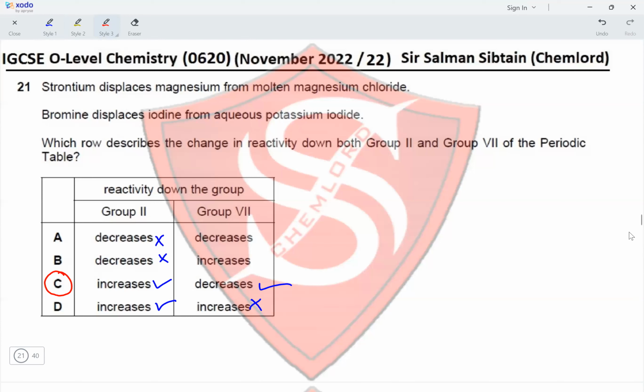We need to remember for groups 1 and 2, the reactivity down the group increases. And for group 7, the halogens, the reactivity down the group decreases.